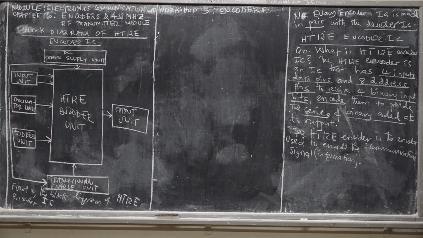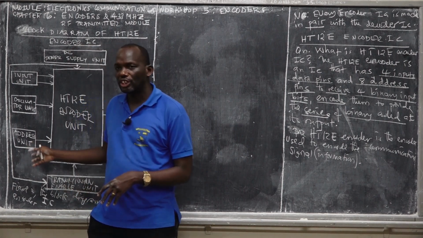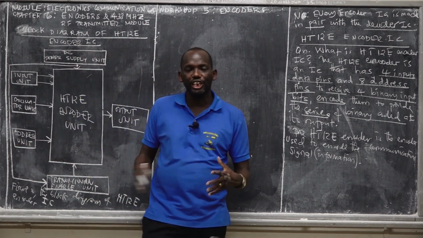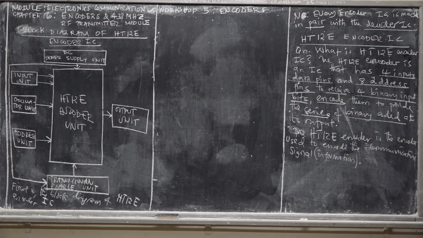And then you have another block, which we call the address unit. This block of address unit is built within the integrated circuit. The main function of that block is to provide an address to the information signal. Because remember that in case of these encoders, we are not introducing a carrier signal, we are not introducing an actual modulated signal. We are just introducing a pure information digital signal.